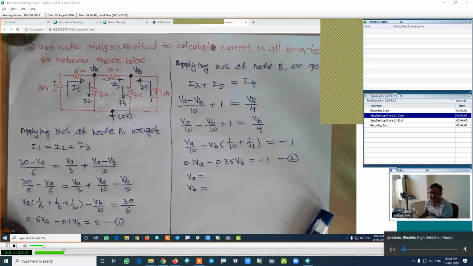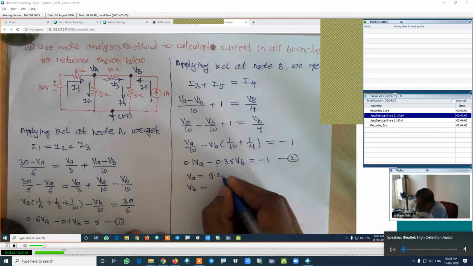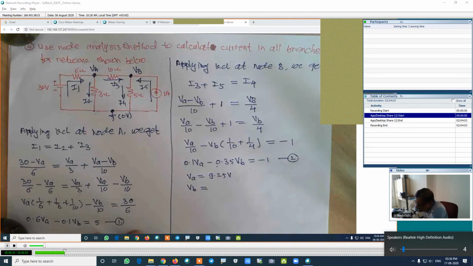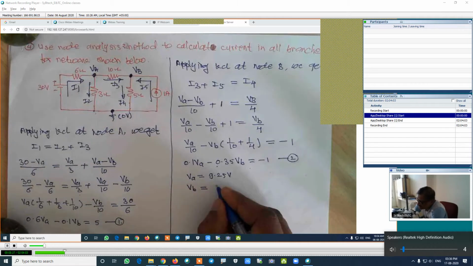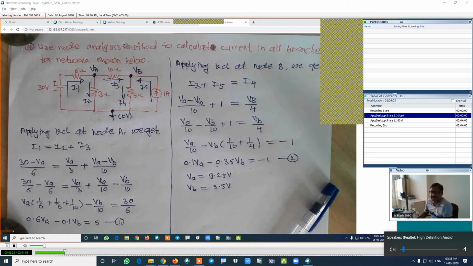I will select someone who has not answered previously. Ruchira. Sir, VA is 9.25. 9.25 volt and VB is 5.5. 5.5 volt. Yeah. Madhuri. Yes, sir. Correct. Rishikesh, is it the right answer? Yes, sir, correct. Okay, fine.